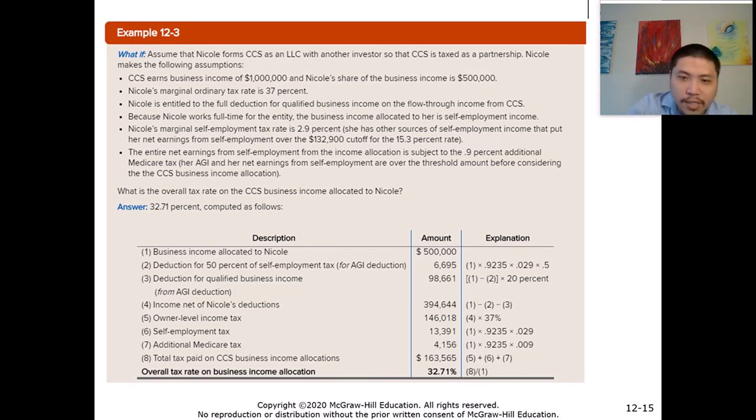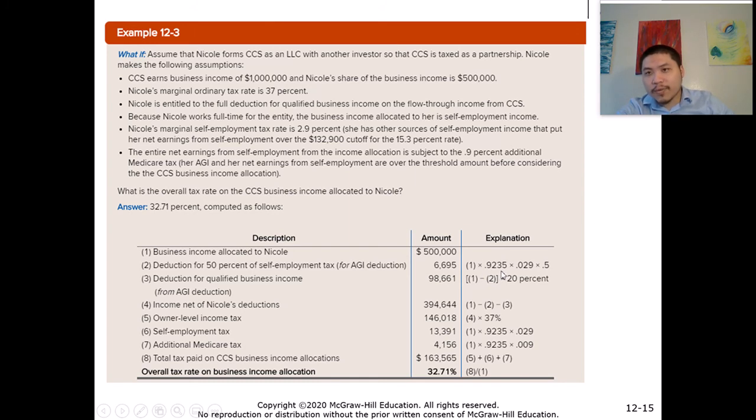So in this case, she can deduct the for AGI portion from the business income. So we take $500,000 times 0.9235, times 0.029. 0.029 is going to be the self-employment tax rate right now, her marginal rate for self-employment tax. And times 0.5. And remember why it is 0.9235.